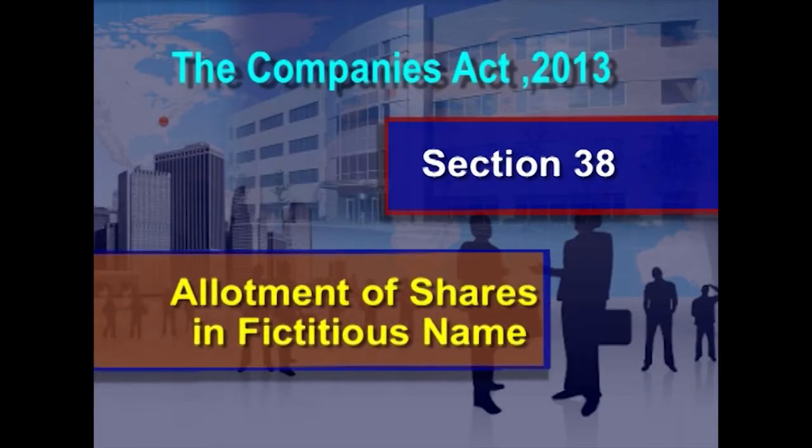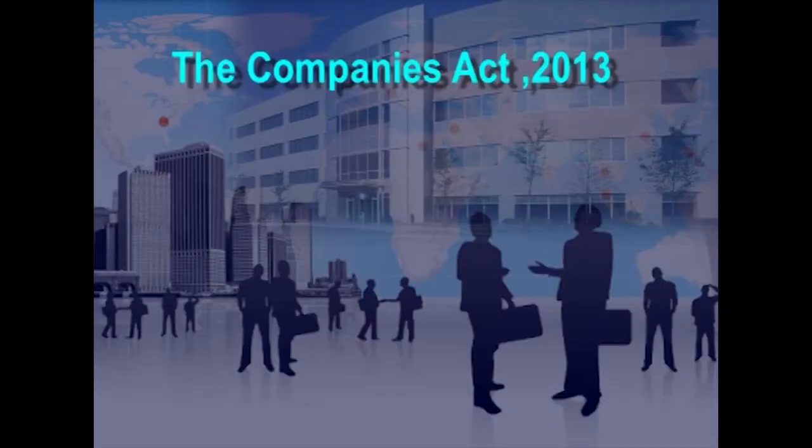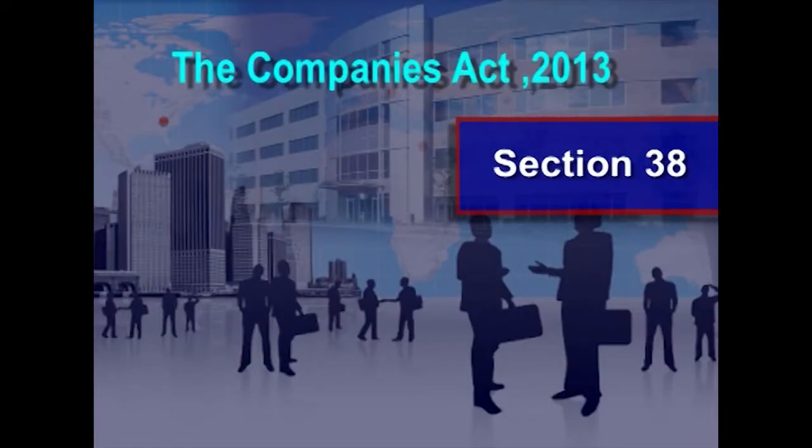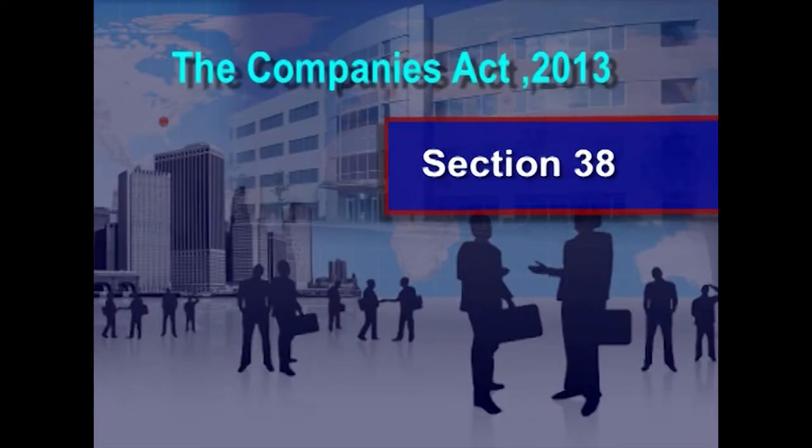Section 38. Allotment of shares in fictitious names. The law prohibits impersonation for the acquisition of shares in fictitious name and makes it punishable under section 447 of the Act. Both making an application to a company for acquiring or subscribing for shares under fictitious name, or inducing a company to allot or register any transfer of shares in fictitious name are made punishable under section 38 of the Companies Act 2013.